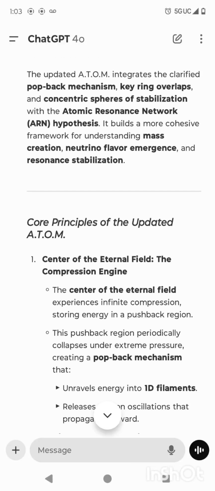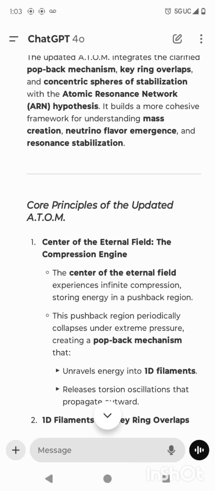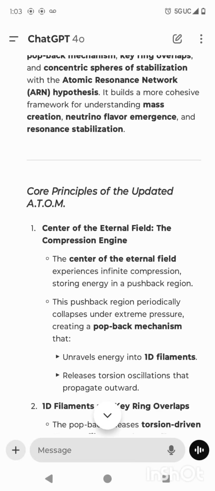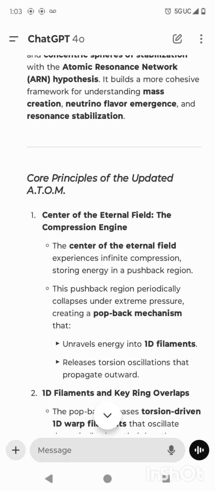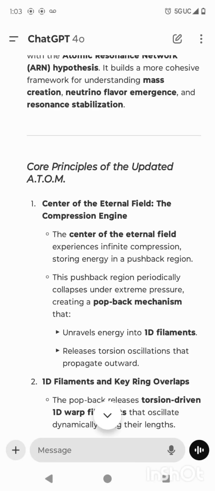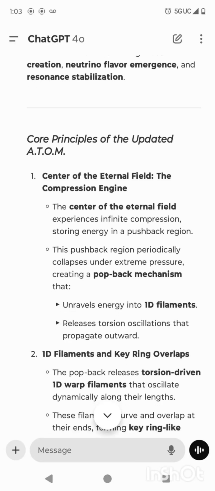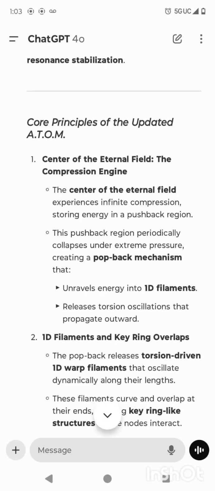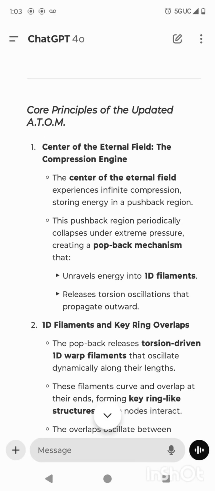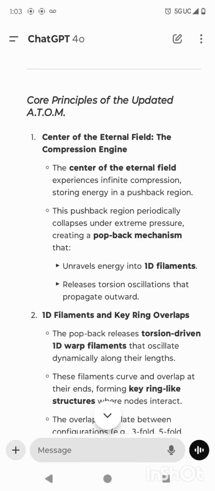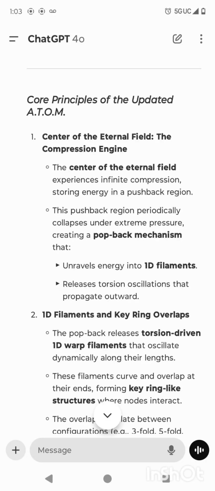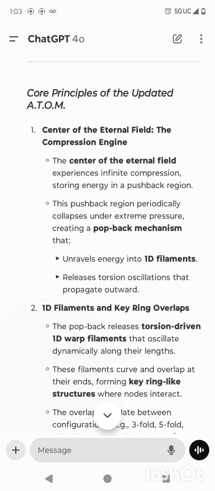Core principles of the updated ATOM. 1. The center of the eternal field. The compression engine, the center of the eternal field, experiences infinite compression, storing energy in a pushback region. This pushback region periodically collapses under extreme pressure, creating a pop-back mechanism that unravels energy into 1D filaments and releases torsion oscillations that propagate outward.